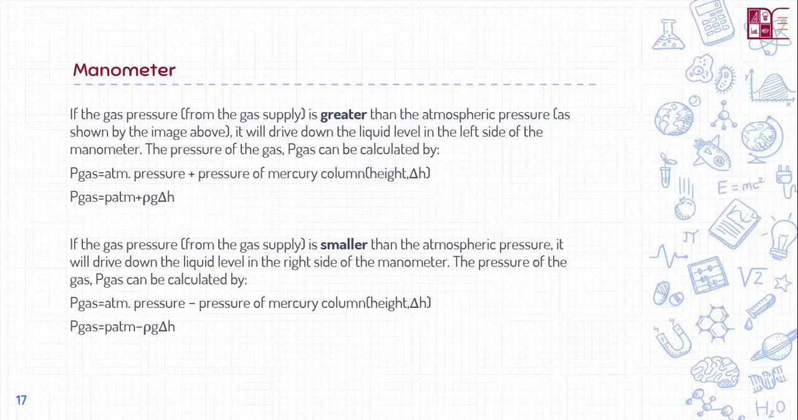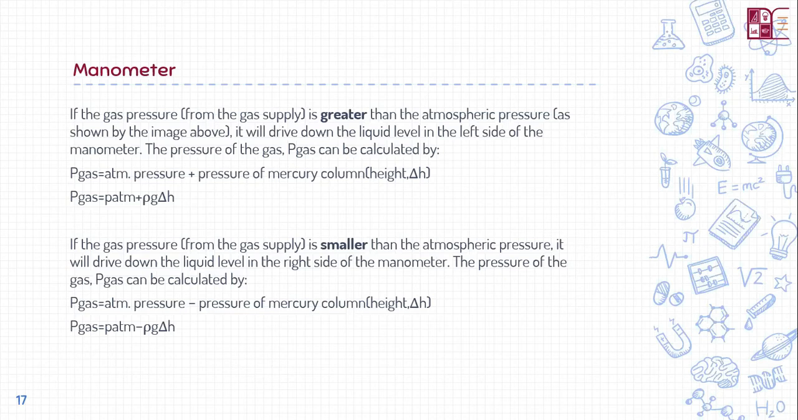So when the manometer is not connected to any gas supply, the liquid levels in the left and right side are basically equal. When one of the tubes is connected to a gas supply, the pressure is exerted, and the gas changes the levels of the mercury in the column. Now, if the gas pressure from the gas supply is greater than the atmospheric pressure, it will drive down the liquid level in the left side of the manometer.